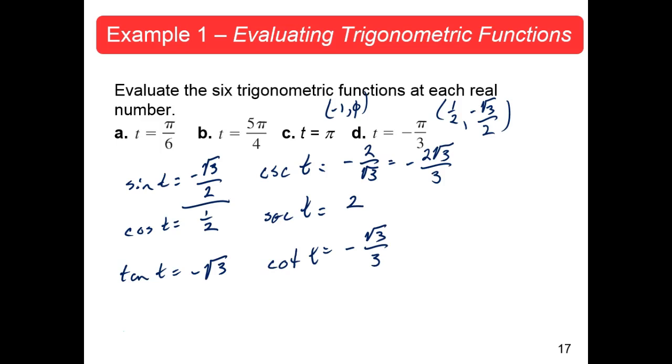Okay. Get to know those favorite angles. 0, pi thirds, pi 6, pi fourths, pi thirds, pi halves, and all around like that. Okay.